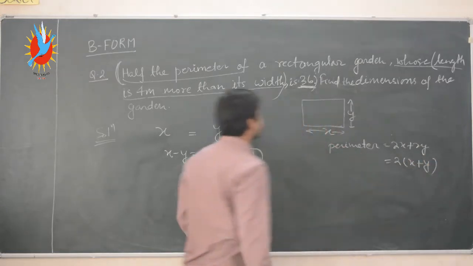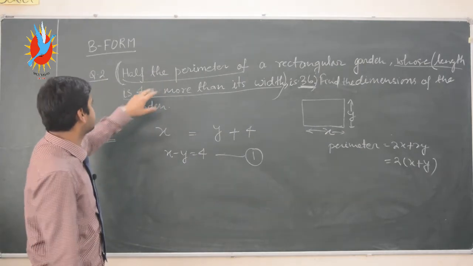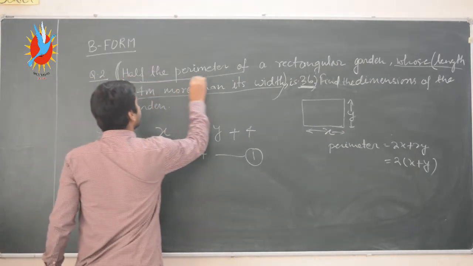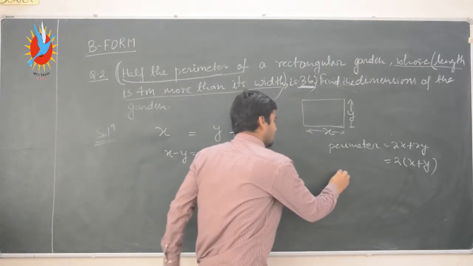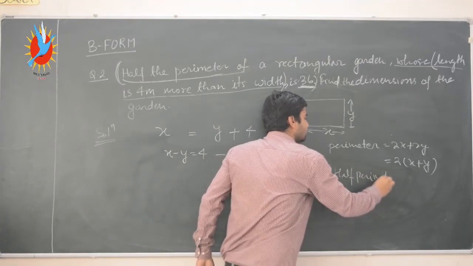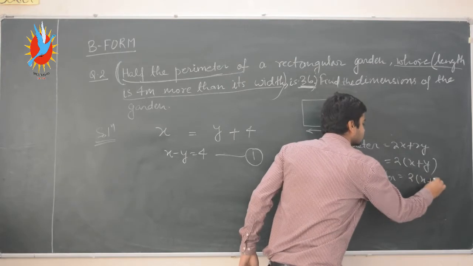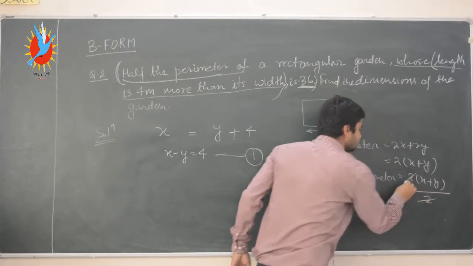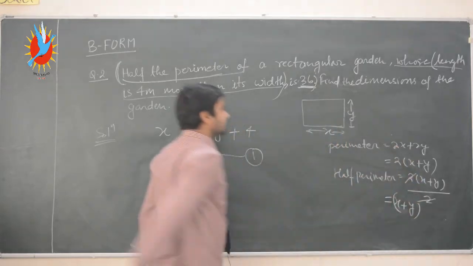But here, this problem is not talking about the perimeter. This is talking about half the perimeter. So the full perimeter is 2 times (x plus y). Then the half perimeter will be the perimeter divided by 2. So this becomes 2(x plus y) divided by 2, getting cancelled out with 2. So the half perimeter is equal to x plus y.